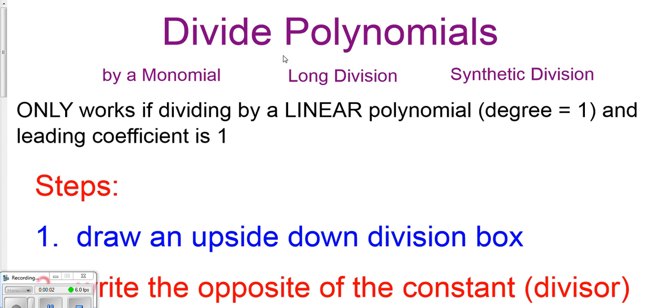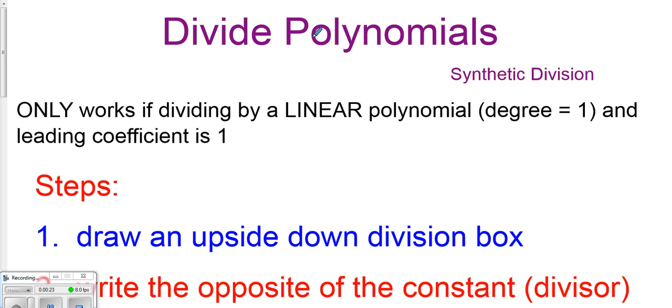All right, we've already looked at some division of polynomials. We've looked at binomial, so we're done with that. We've looked at long division, so we're done with that. Now we're going to look at synthetic division. One note: this only works if you're dividing by a linear polynomial, meaning at most it is degree 1, and the leading coefficient has to be 1.